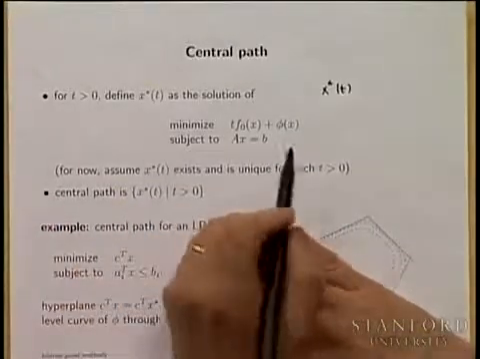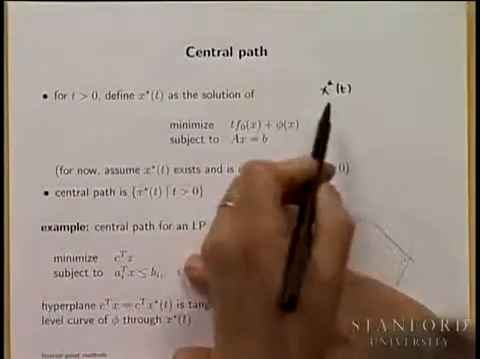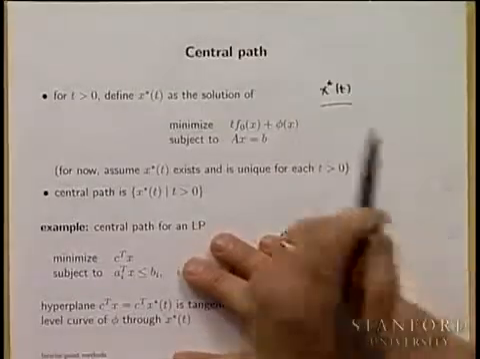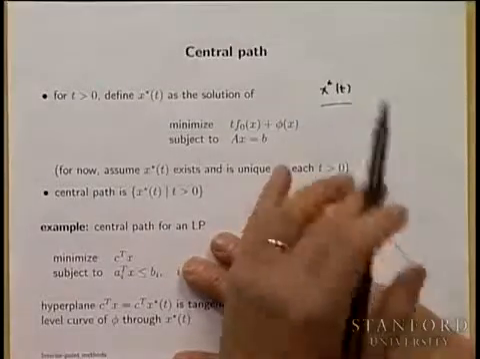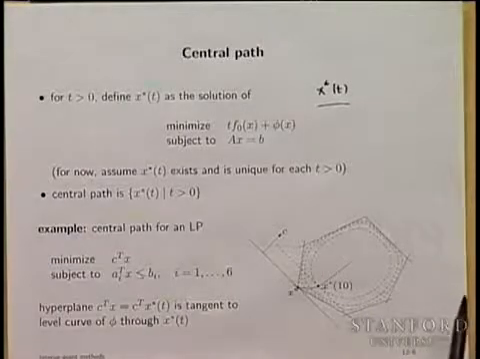Well, we'll get into that later. Actually, if the sublevel sets are bounded, there's a unique minimum. But we'll just say this is the minimizer, x star of t. This is a function of t, of course, and it traces out a curve, a path, and that's called the central path of this optimization problem.